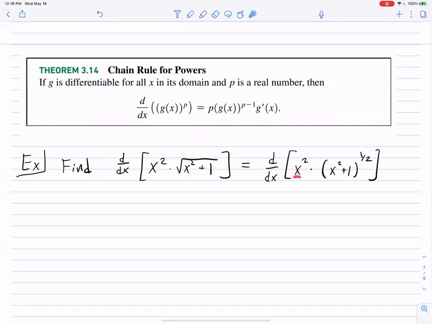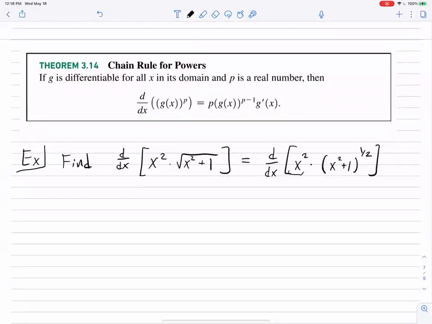And so this is a product first, and then also a chain rule. By the product rule, if I call this f of x, and I call this g of x, then f prime of x is by the power rule just 2x. What is the derivative of g?